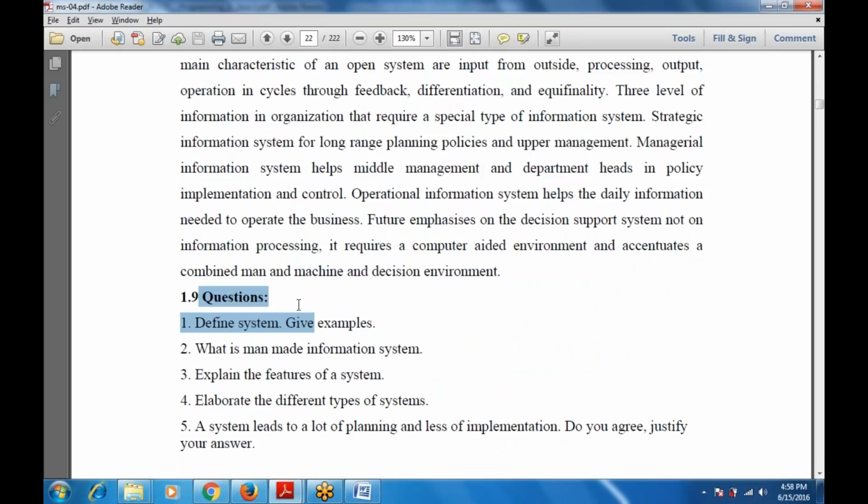Now these are the questions. The first question is, what is a system, and explain with examples. It is a grouping of interlinked components that are linked together according to some plan to achieve some common objective. Next, what is a man-made information system? Whenever an information system is carried out with the help of human beings, that is known as a man-made information system. Then the features, that is, the characteristics of information: one is organization, that is the structure. Then different types of systems: physical or abstract, open or closed, man-made.